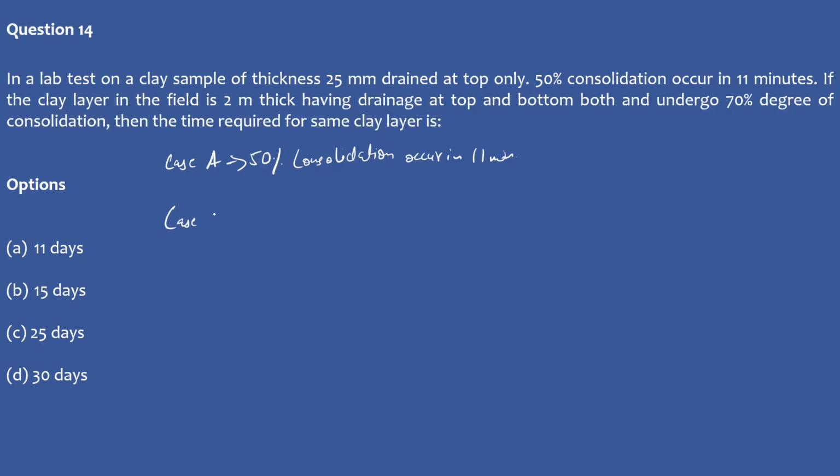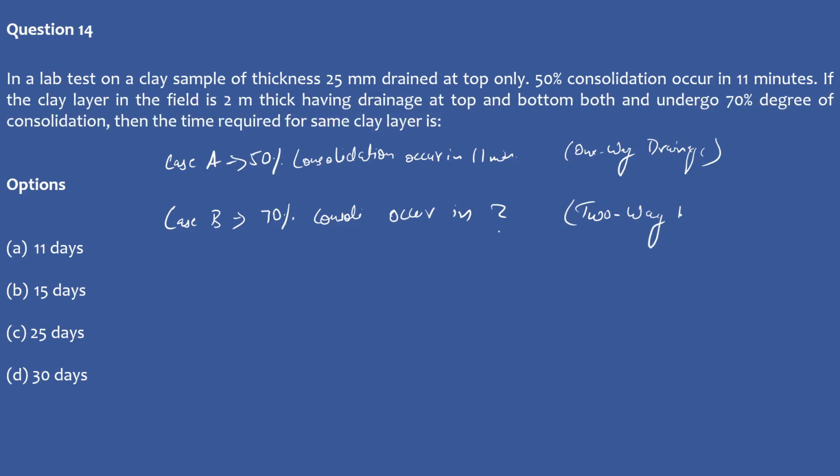and case B, where 70% consolidation occurs. Okay, you need to evaluate this. And here you are having one-way drainage, and here you are having two-way drainage. So let's calculate this.